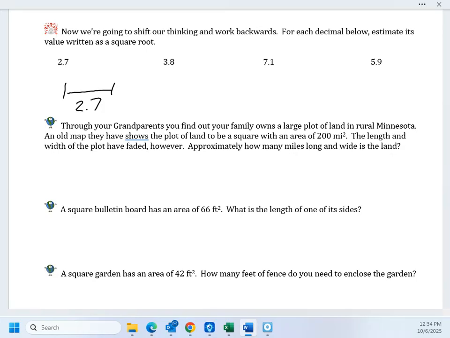Hunter? First one is 2. Yeah, our first number is going to be 2. So what's our second number? 3. And it's 0.7, which would be about right here.